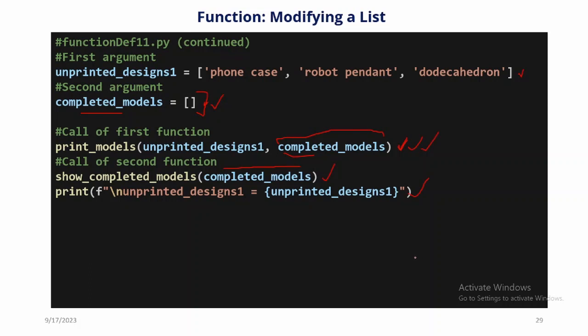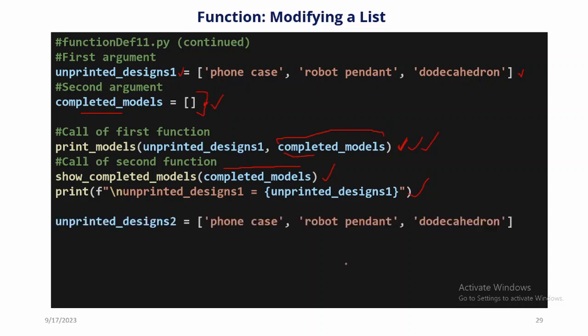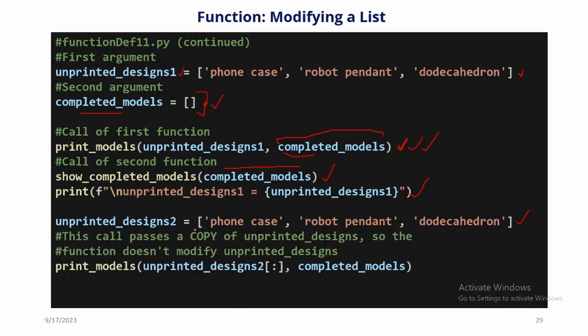Now suppose you actually don't want to change the content of unprinted designs. How do you pass the parameter into a function that doesn't change the structure or the content of the list? To do that, we'll create a second list of the same items and call it unprinted_designs_2. This time around, when we call the function, we'll pass a copy. Rather than just passing it the way we passed it here, we'll pass a copy.